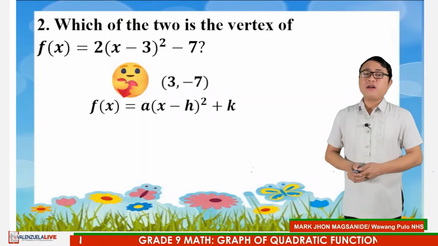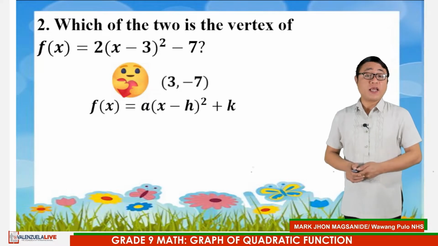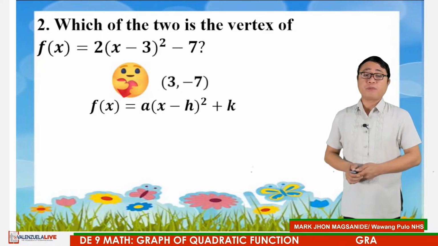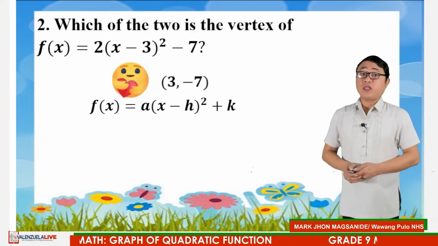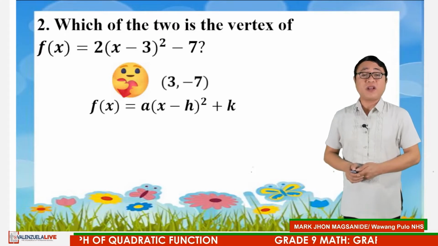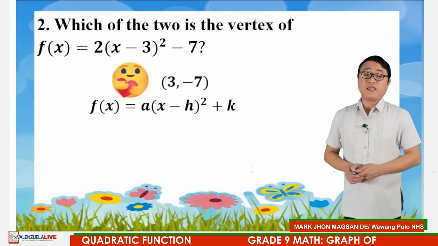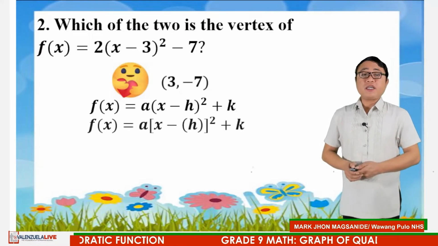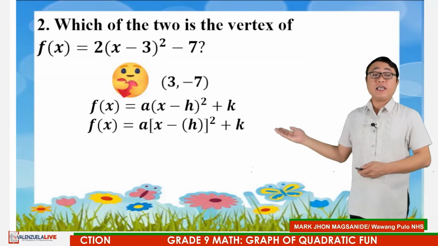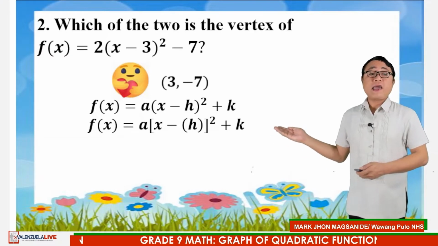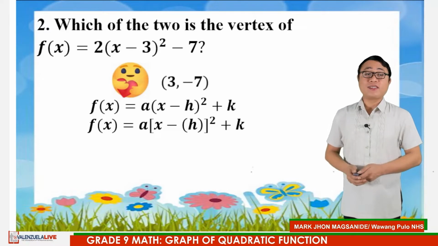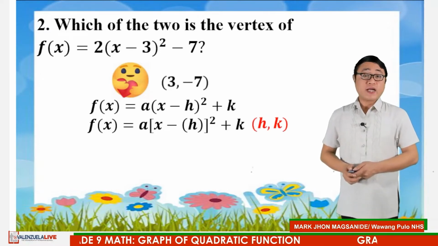But you may be wondering why the first coordinate of the vertex is +3 and not -3. The binomial in the quadratic term of the vertex form is expressed as a difference, which is x - h. h is positive in this form as given in this illustration, while k follows the sign next to it. Hence, the vertex is (h, k).